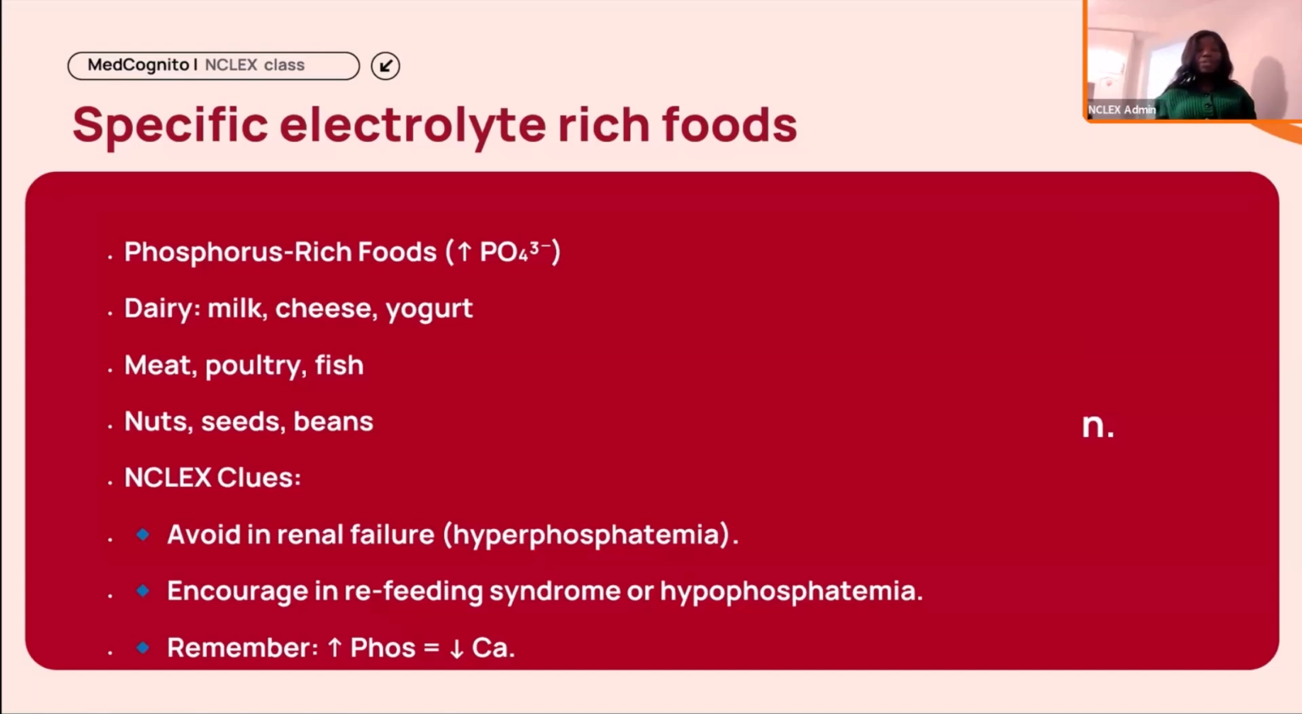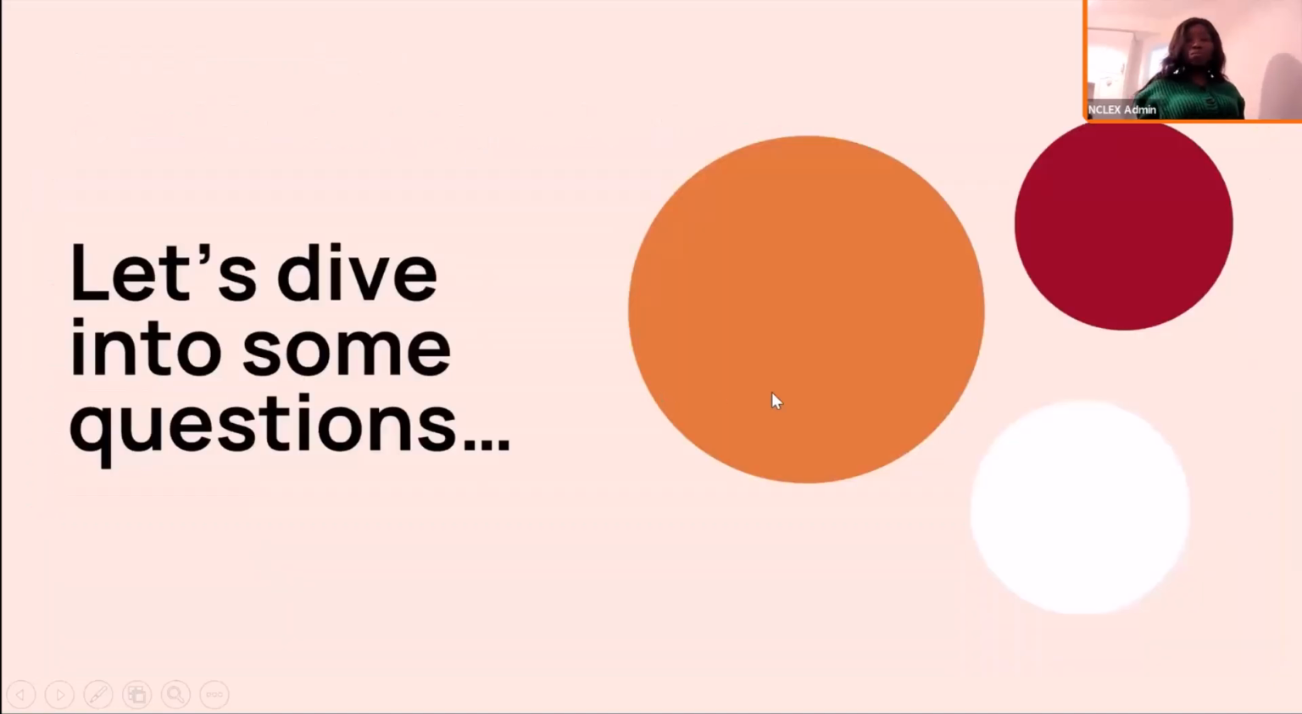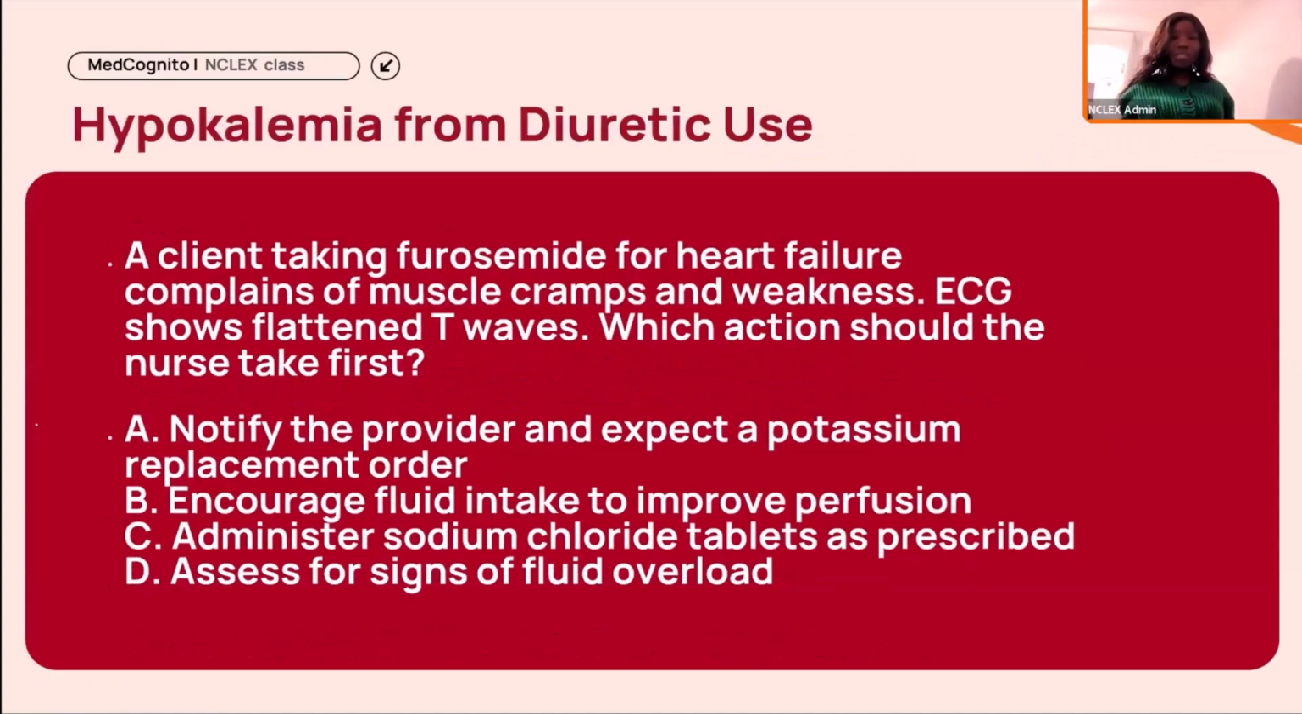And we have to encourage in refeeding syndrome or hypophosphatemia. And remember the relationship. When phosphate increases, calcium decreases, okay? So there are some few questions we are rounding up. I'll run through it and then we can finish up to help us understand all that we have studied.